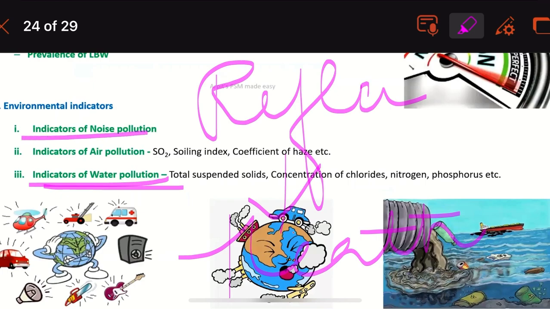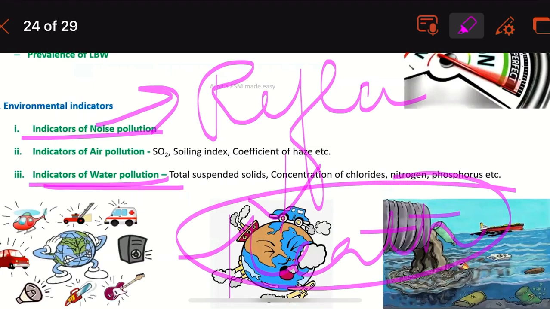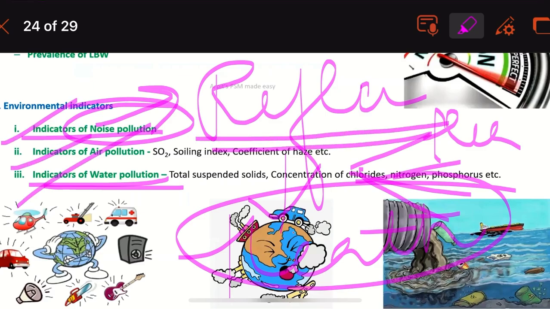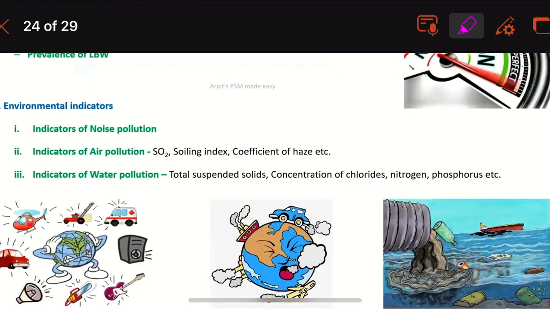So you see the noise pollution. It gives us a reflection of how many people are losing their hearing ability, and what the various other diseases or conditions are which are occurring because of the noise pollution. So these indicators are nothing but variables which give us a reflection of that particular situation and its impact on health. So we see here the most useful indicators under environmental pollution indicators.